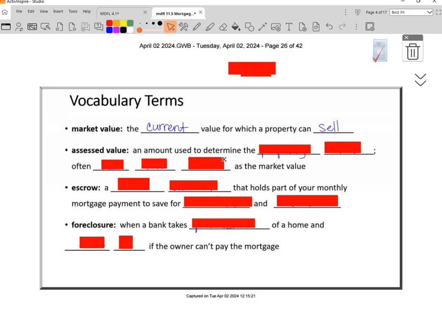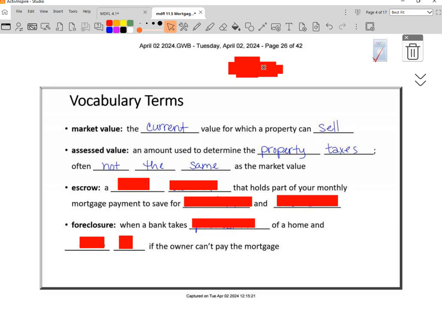The assessed value is an amount used to determine the property tax on a home or a property, and it's usually not the same as the market value. I think they're much more conservative. They don't change that assessed value as much because they are charging you a percentage of that assessed value as your property taxes. So they can't be overvaluing or changing that value a lot because you pay those property taxes one year at a time.